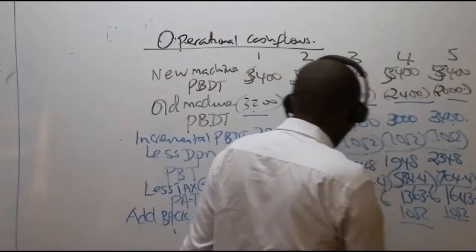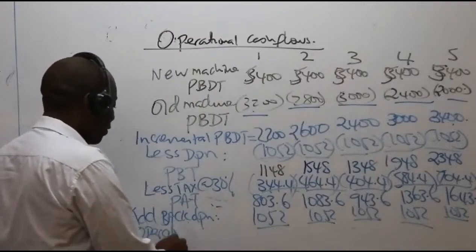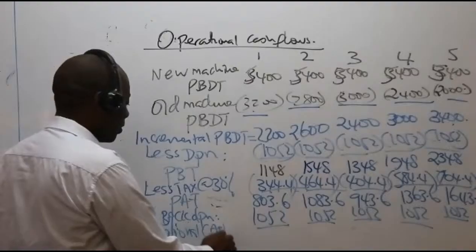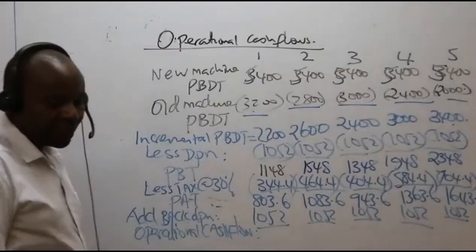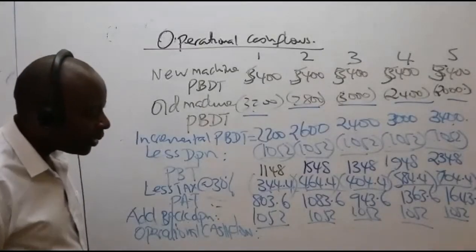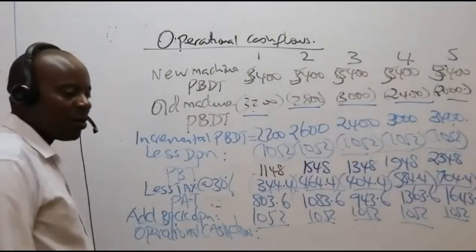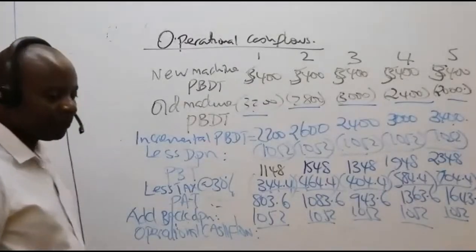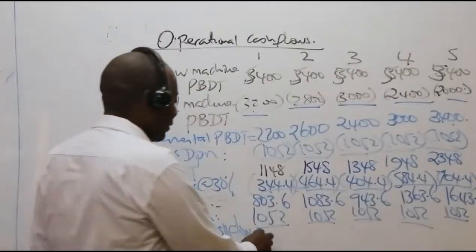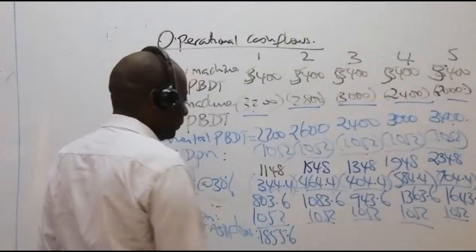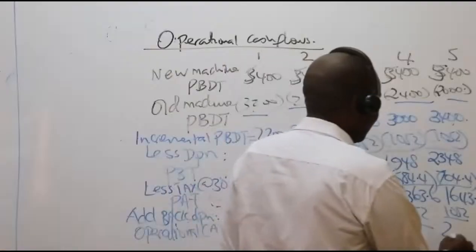So please, you are adding back for us to be able to get what we call operational cash flow. Operational cash flow. So please, we are adding. 1855.6. The last one is 2695.6.